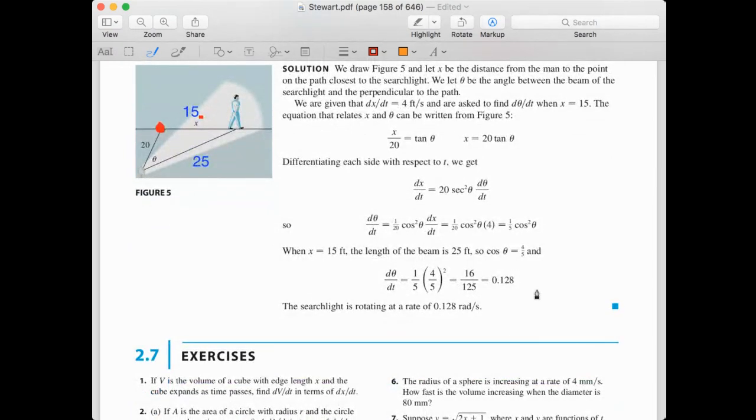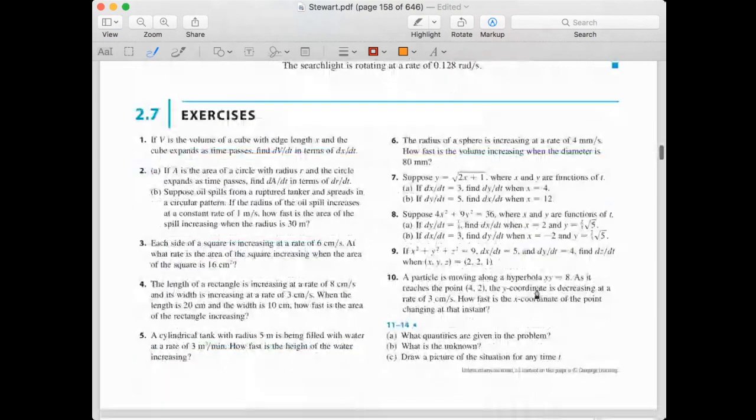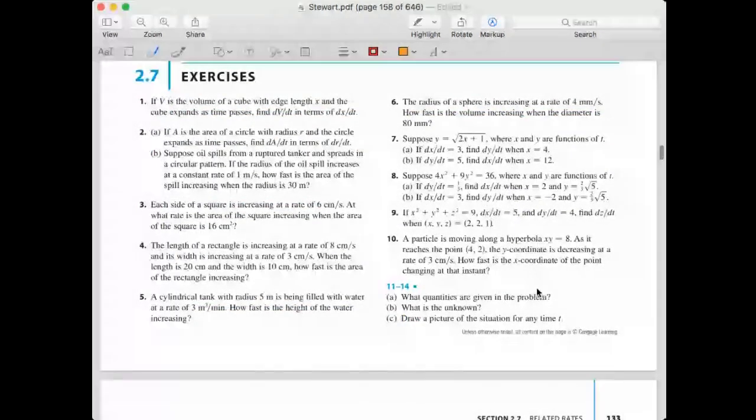All right, any questions? Okay, that's related to rates. Let me find some questions to leave to you for next time. You can show this. Let's see.